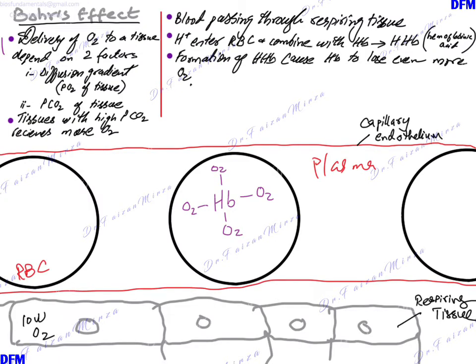So let's suppose this is your tissue here. These are the red blood cells, and this is the plasma. This is the capillary endothelium. This is the tissue fluid here. This tissue has low oxygen. Why? Because it has respired all the oxygen.